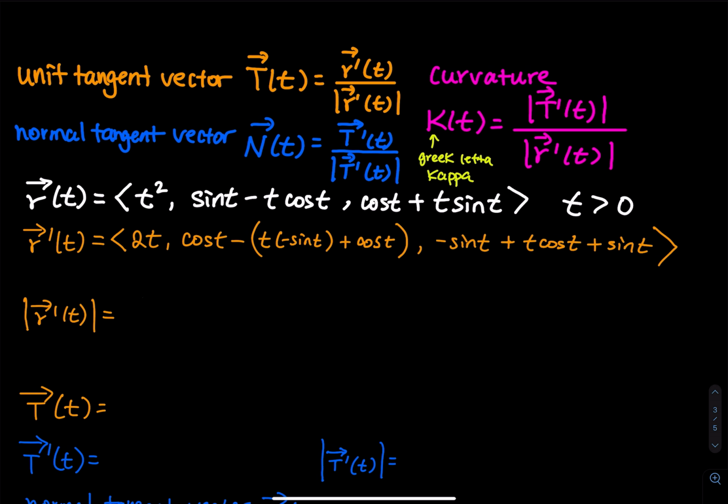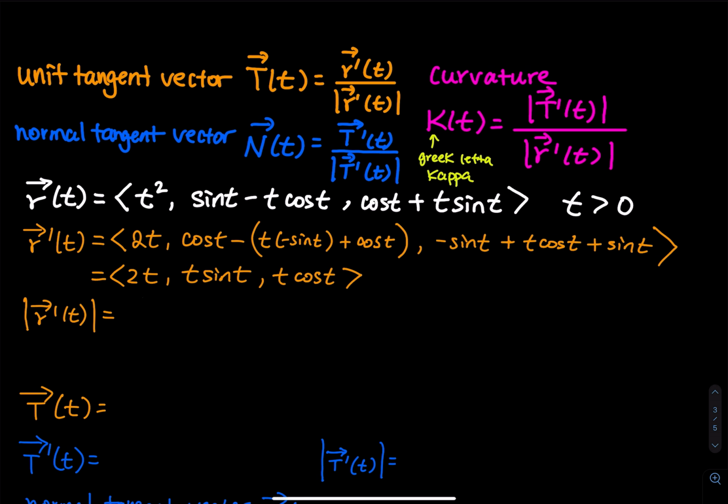Let's clean this up a little bit. We have a 2t, and then what is in the next component? We have cosine of t minus cosine of t, so the cosine of t is gone. Then we have a positive t times sine of t. And last but not least, we have negative t sine t plus sine t, that is gone, and then you have a comma, t cosine of t. All right, so that is the derivative of vector r.